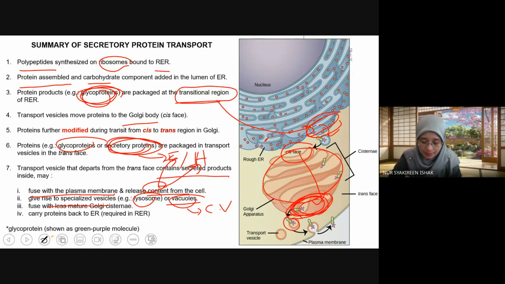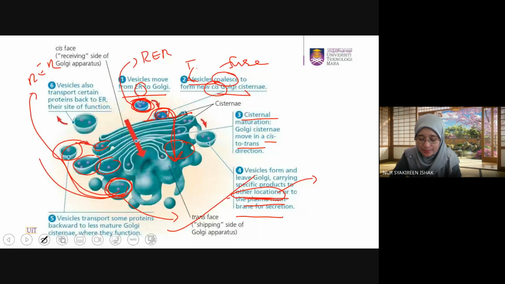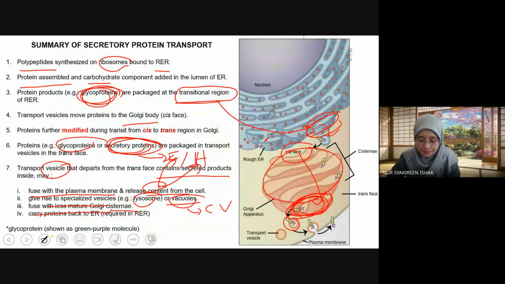Or it can also produce vesicles that fuse with less mature Golgi cisternae, like in the previous slide. As you can see, the vesicle can go up to the cis phase of the Golgi apparatus, fuse with the cis phase and become part of the membrane at the cis phase, and also carry protein back to the ER as required.